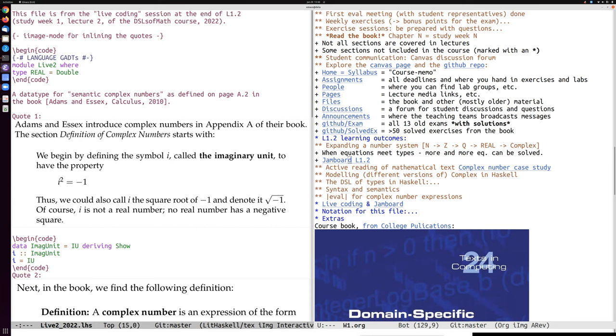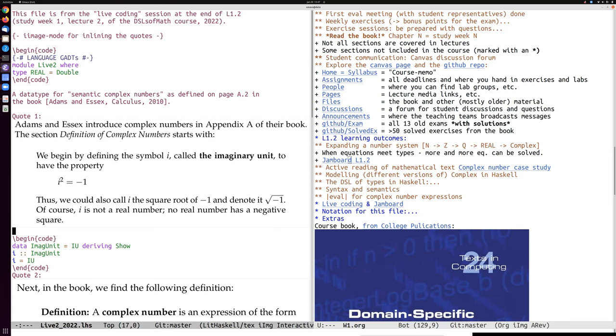This is actually in the appendix. You may not have looked it up. Appendix introducing complex numbers. And the first page of that appendix is actually doing what I just did on the Jamboard, expanding the number system to motivate the complex. But then it starts actually doing complex numbers. So the first quote, which here is a quote from my own book, but my book quotes that book. So Adams and Essex introduce complex numbers by this indented text: We begin by defining the symbol i, called the imaginary unit, to have the property i squared equals minus one. Yes, it's a recursive quote here.